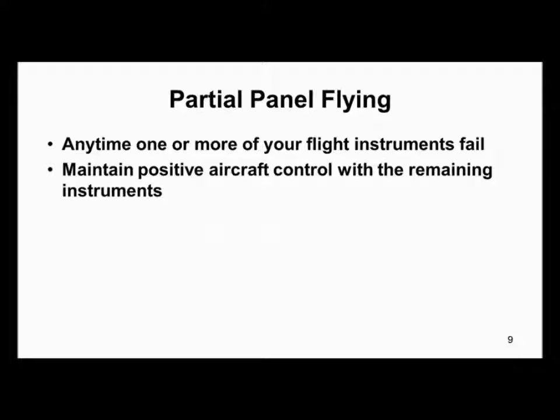Okay. So partial panel, it's whenever one or more of your instruments fail. And of course, what are you going to do? You're going to maintain positive aircraft control by looking at the other gauges.